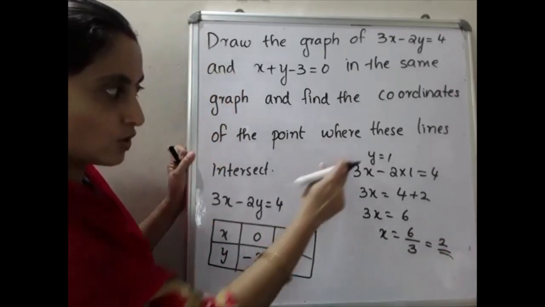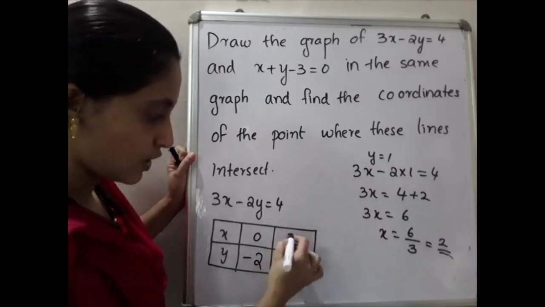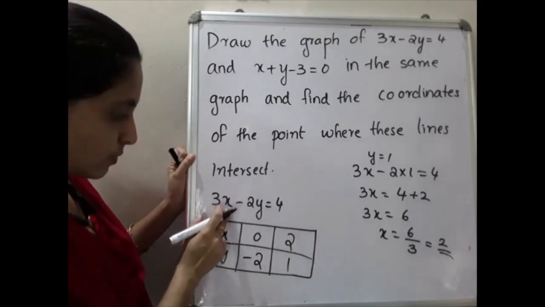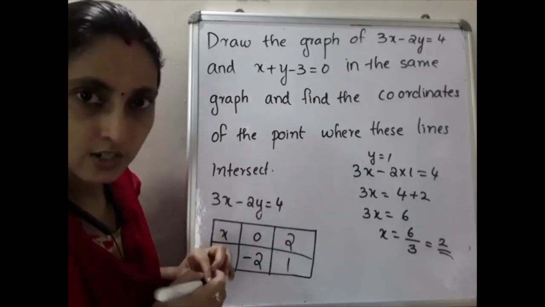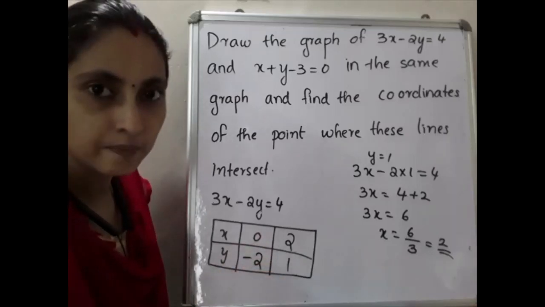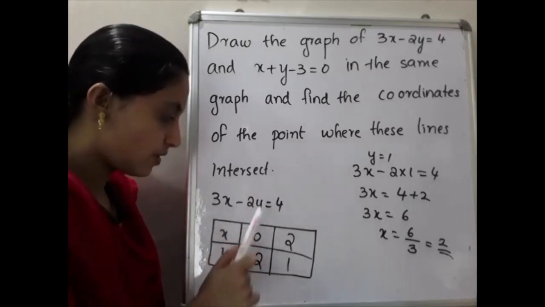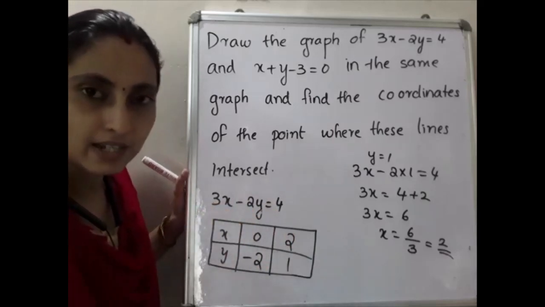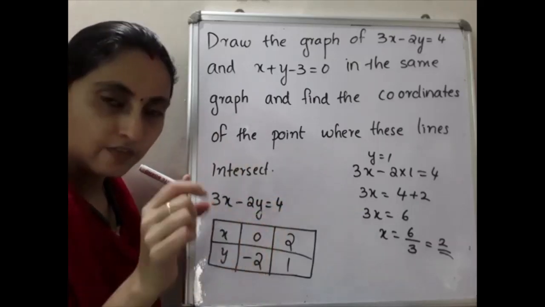So you got the solution: y is equal to 1 and x is equal to 2. Substitute here to check whether you got the right answer or not. 3 into 2 is 6, 6 minus 2 is equal to 4. That's correct. Why do we take y is equal to 1 instead of y is equal to 0? Because when y is equal to 0, 4 by 3 will come, which is 1 and 1 by 3. We can't plot 1 by 3 easily on the graph. If it is 0.5, that is okay.